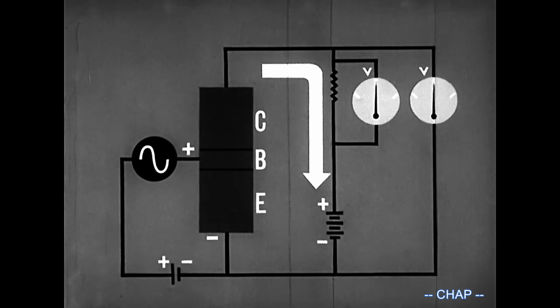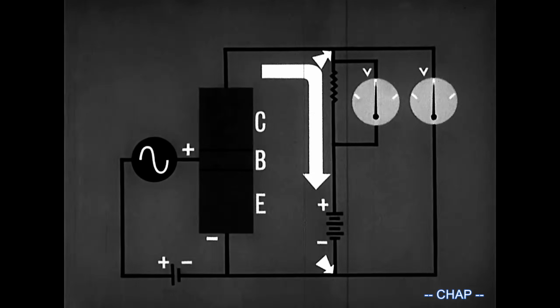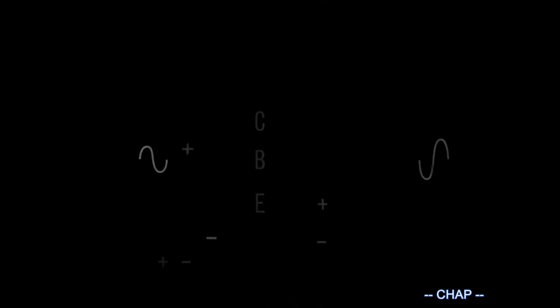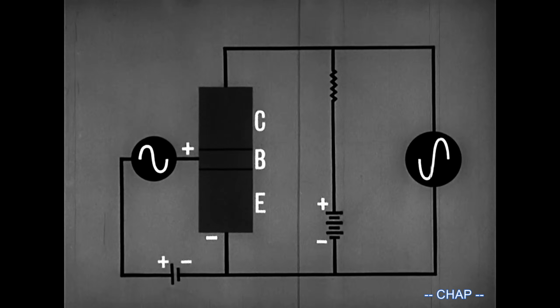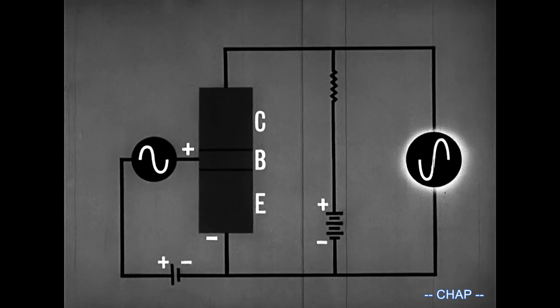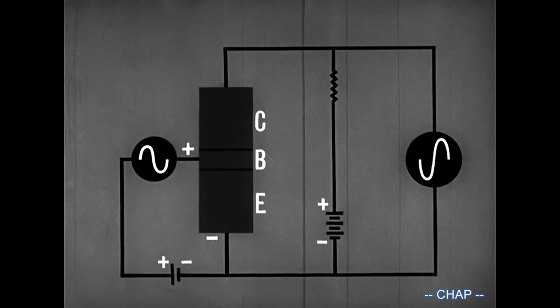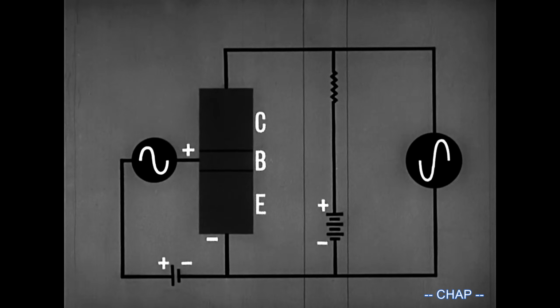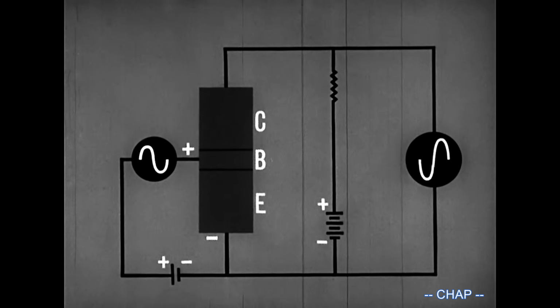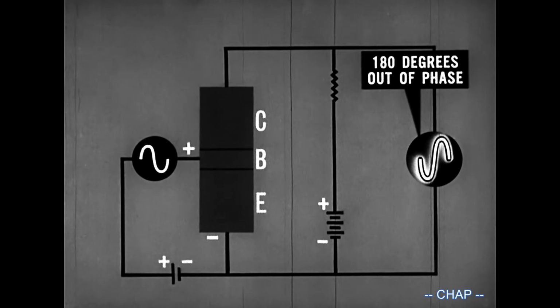If we pick up the output signal at these points, it would look like this on an oscilloscope. The signal we fed into the circuit is now amplified many times. Note, too, that it is 180 degrees out of phase with the input.